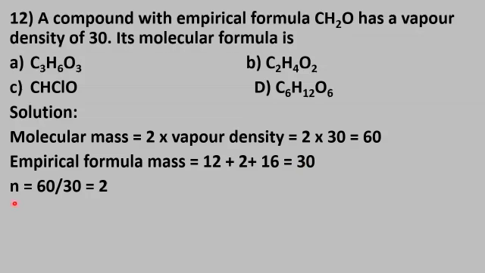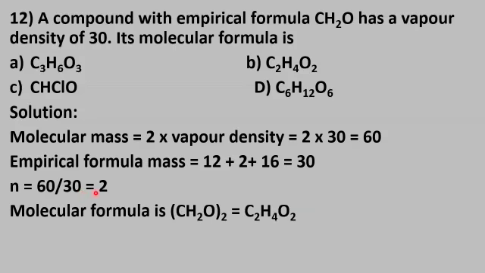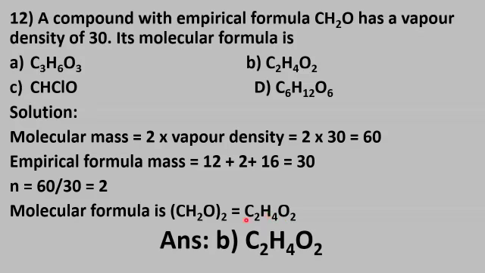So coefficient N is equal to molecular mass divided by empirical formula mass, that is 60 divided by 30 equal to 2. So N into empirical formula gives molecular formula. Therefore molecular formula is CH2O into 2, that is C2H4O2. Therefore the correct option is option B, C2H4O2.